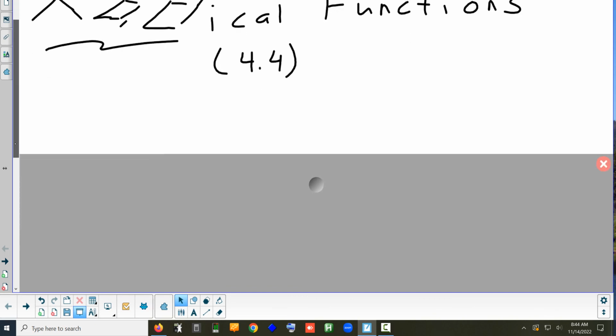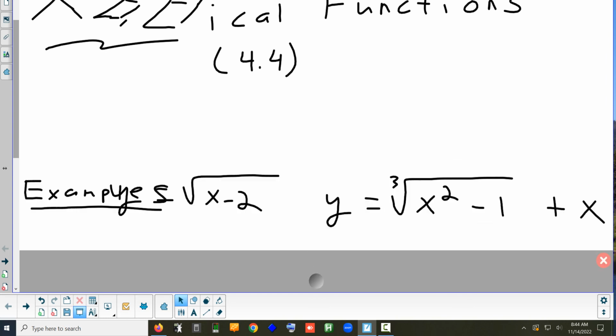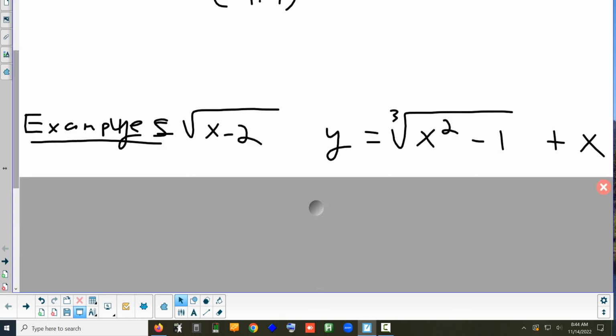So radical functions are basically any type of function that has a root in it. We could be talking specifically about square roots, but not just square roots, there's cube roots, there's other types of roots. And here's a couple examples.